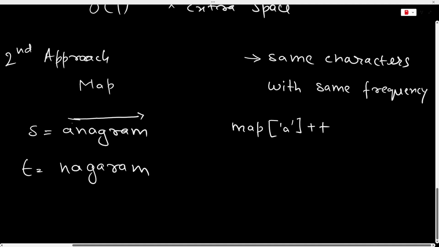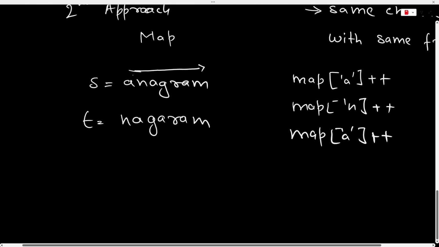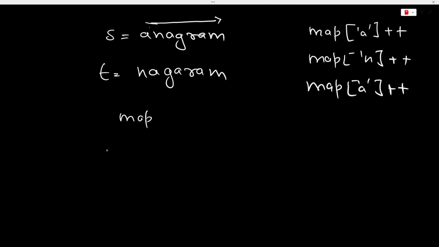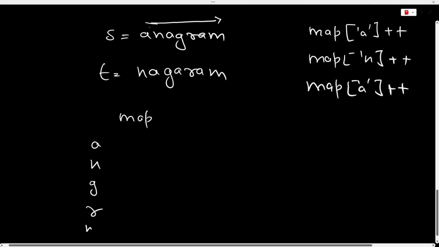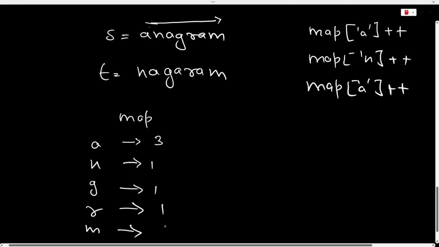map M plus plus, map N plus plus, again map A plus plus, and so on. At the end, our map would look something like this: A3, N1, G1, R1 and M1.